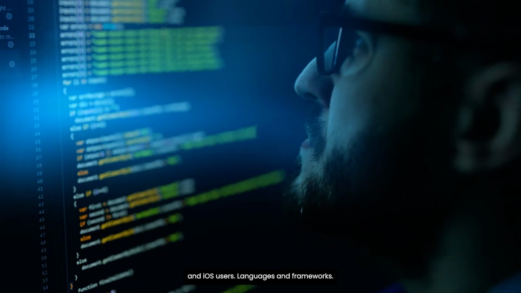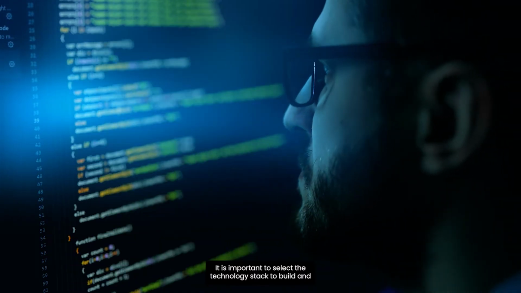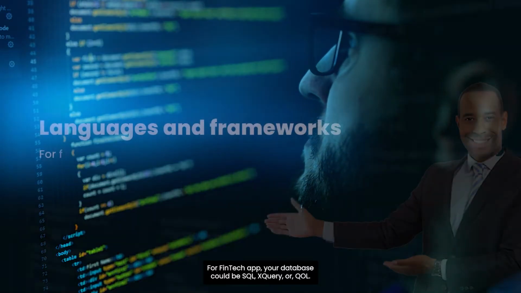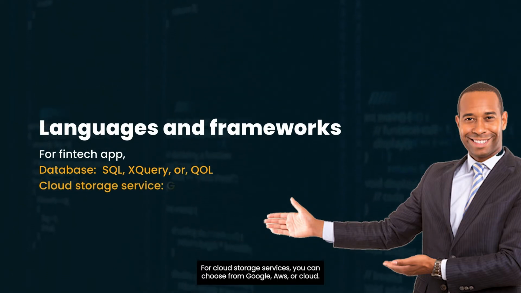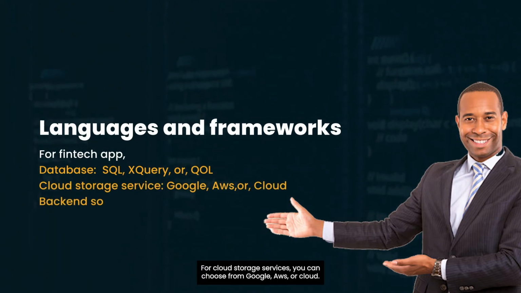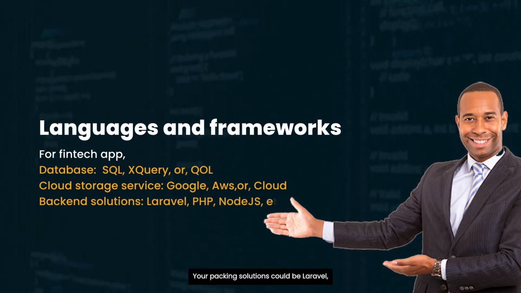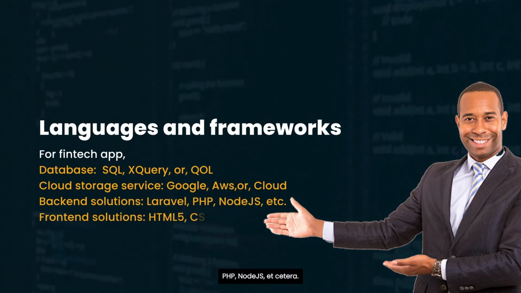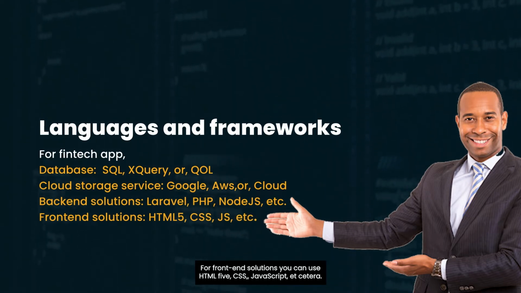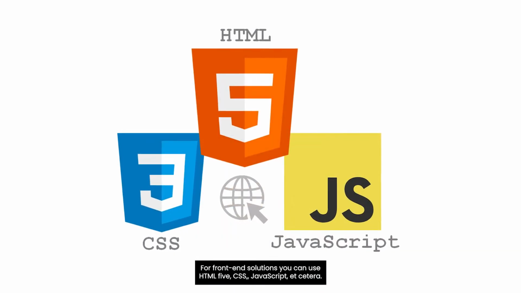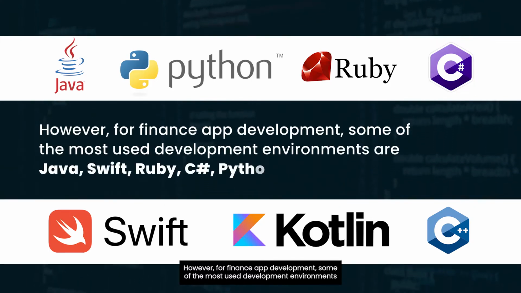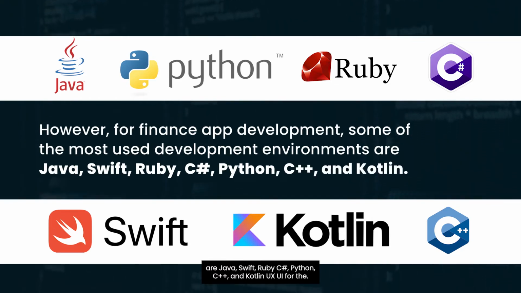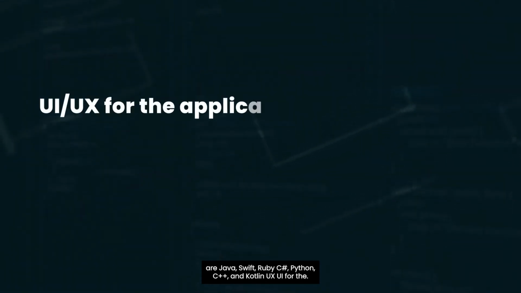Languages and frameworks. It is important to select the technology stack to build and run your fintech application. For a fintech app, your database could be SQL, XQuery, or QOL. For cloud storage services, you can choose from Google, AWS, or cloud. Your backend solutions could be Laravel, PHP, Node.js, etc. For front-end solutions, you can use HTML5, CSS, JavaScript, etc. However, for finance app development, some of the most used development environments are Java, Swift, Ruby, C#, Python, C++, and Kotlin.